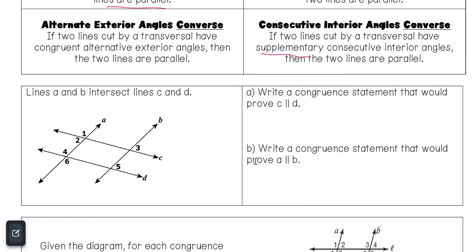So in this first set of examples, it says that lines A and B intersect lines C and D. So while they may appear parallel, we're not sure based on the diagram and the given information. So it says to write a congruent statement that would prove line C is parallel to line D. So if I'm focusing on line C being parallel to line D, I'm going to focus on their two transversals.